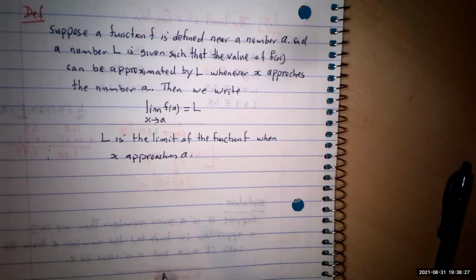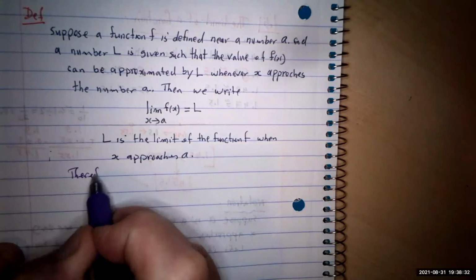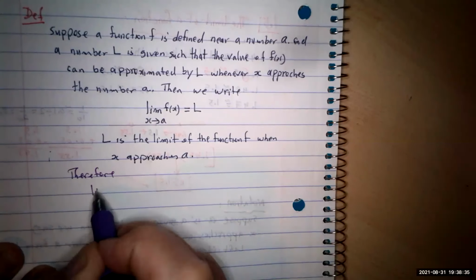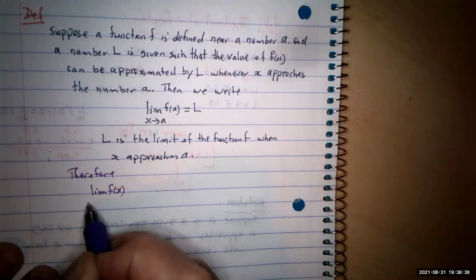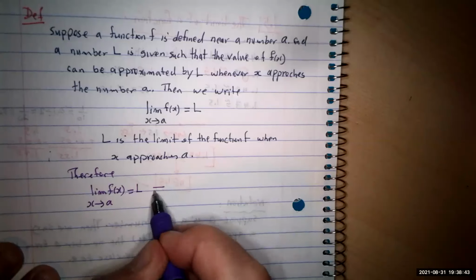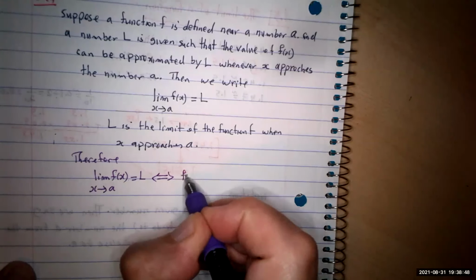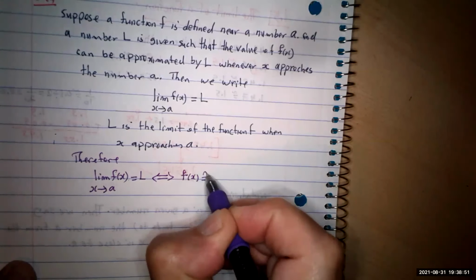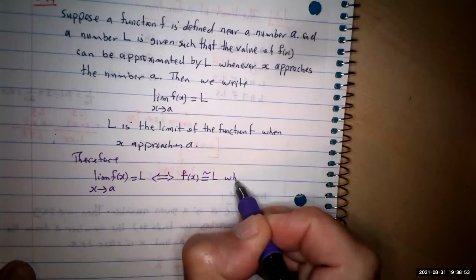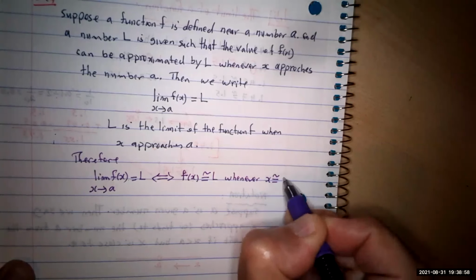Okay, so basically, if you want something easy to remember, we say that the limit of f of x when x goes to a is L if and only if f of x is approximately L whenever x is approximately a. That's a very informal and nice interpretation of the limit of the function.